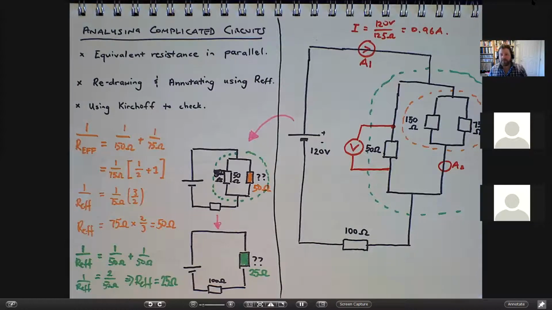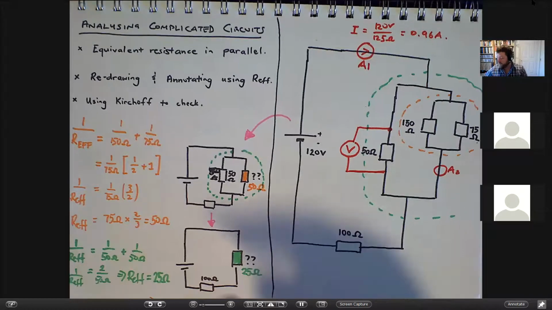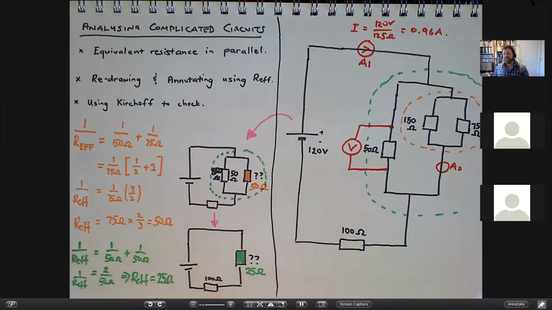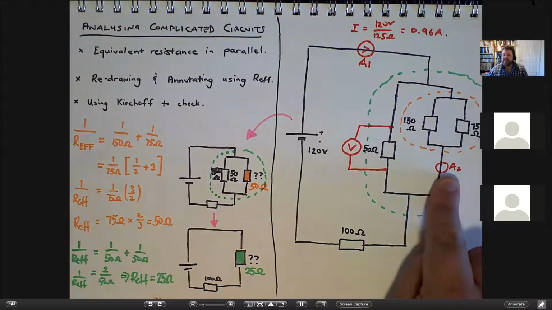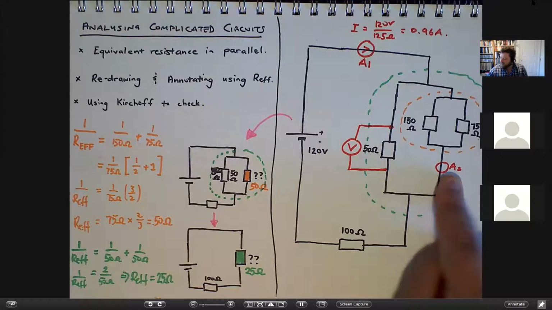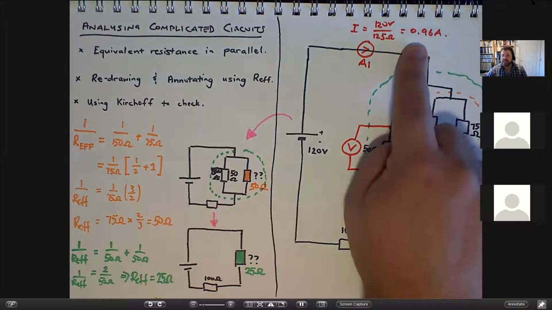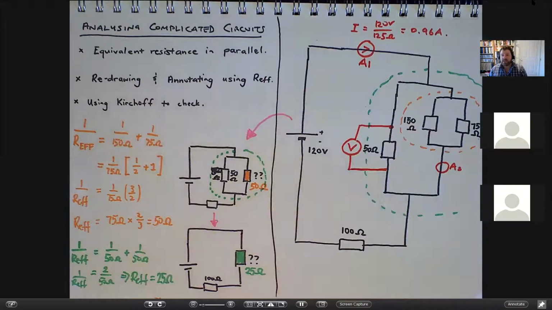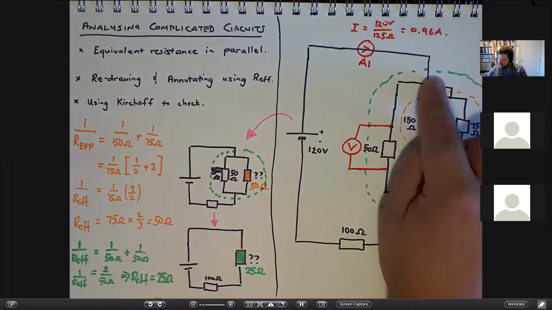So that's how we would work out the total resistance, and then therefore use that to get the total current. But that still leaves us with a little bit of a mystery in that we still need to work out what this inner current here, A2, is, because it's not going to be that full 0.96 amps. It's going to be some fraction of 0.96. It's going to be some split between the two different branches.